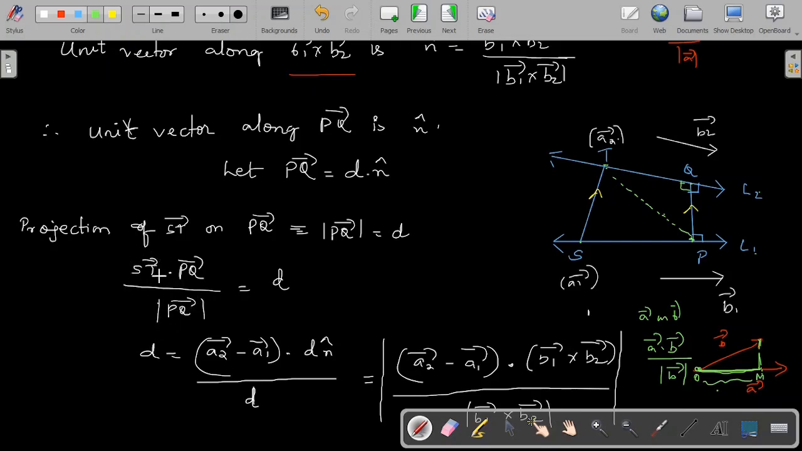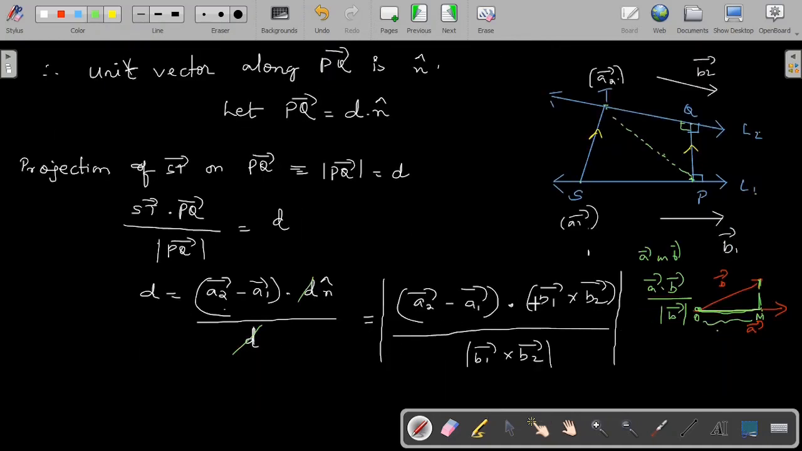Now ST vector can be written as OT vector minus OS vector. Position vector of point T, which is A2, minus position vector of point S, which is A1, dot this PQ vector is D into N cap, divided by magnitude of PQ vector, which is D. D cancels. Then you will get the expression as A2 minus A1 dot N cap. Substitute B1 vector cross B2 vector by magnitude of B1 vector cross B2 vector. This much only. This gives you the shortest distance between two skew lines.